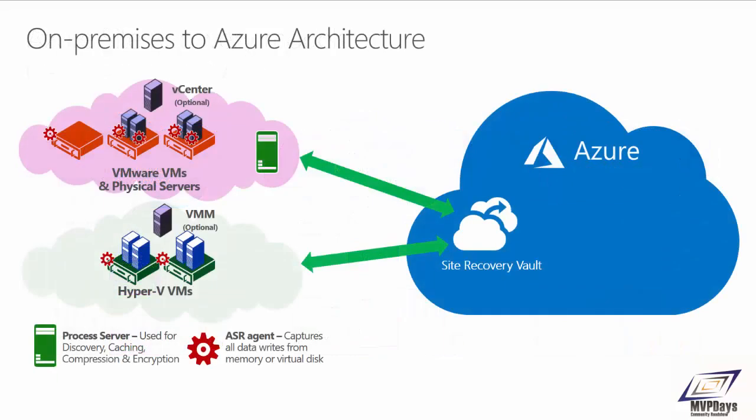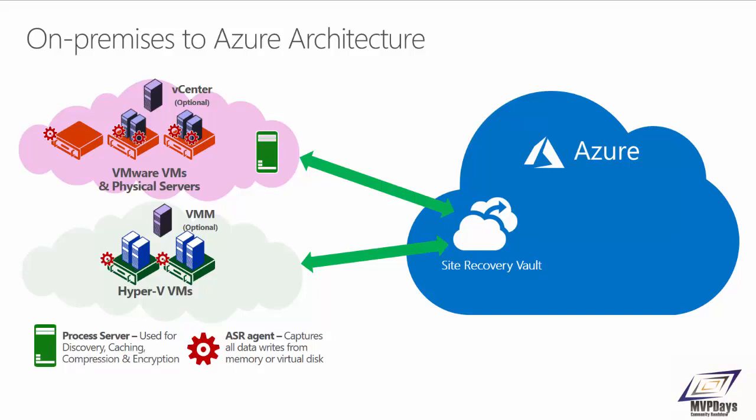Let's take a quick look at what the architecture of Azure Site Recovery would look like with an on-premises to Azure protection model. As you can see here, we have both a Hyper-V cloud with or without System Center and a VMware cloud with or without vCenter, along with a physical server. The first difference we note is that a Hyper-V environment can replicate virtual machines without any additional components, and does this with the help of an agent at the hypervisor level.